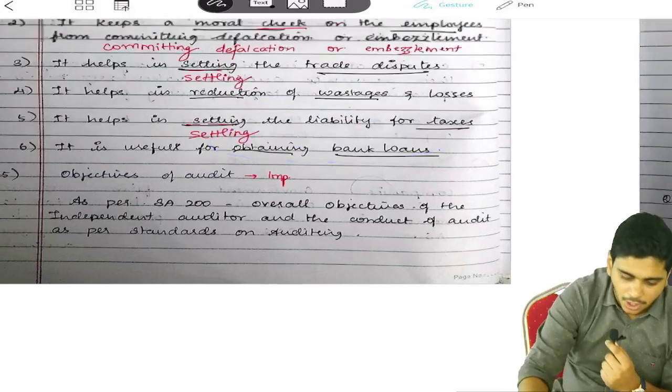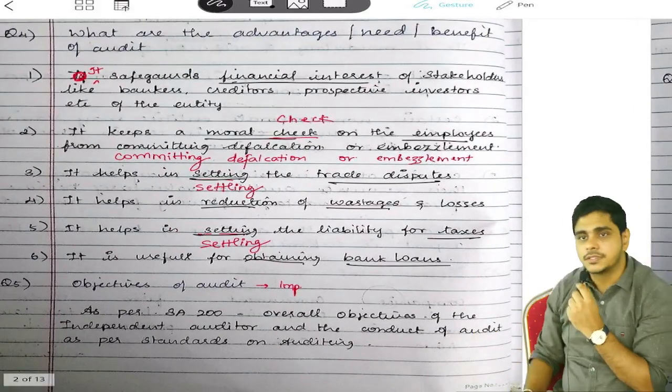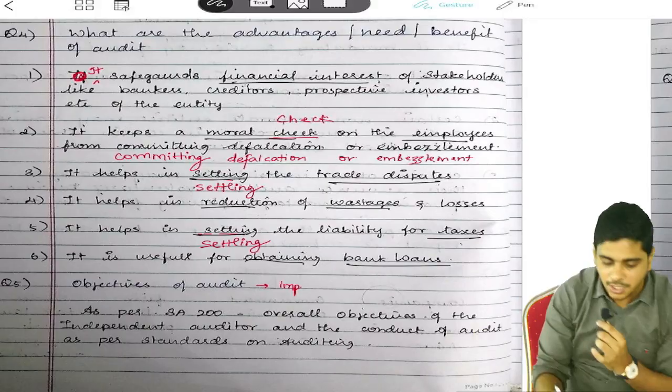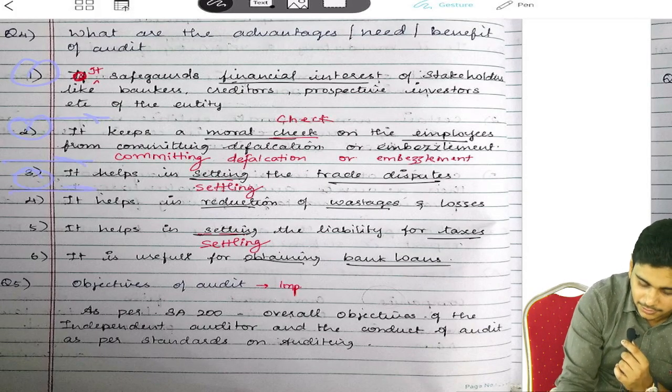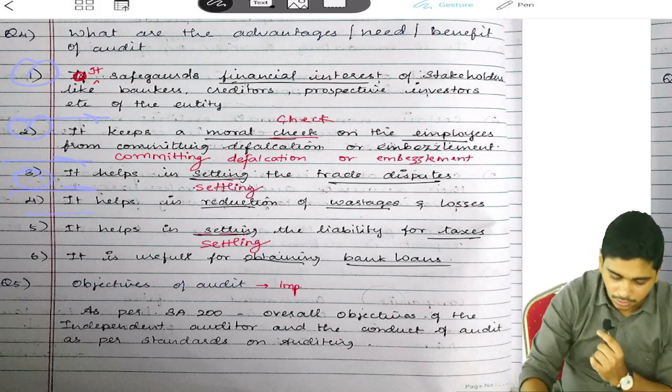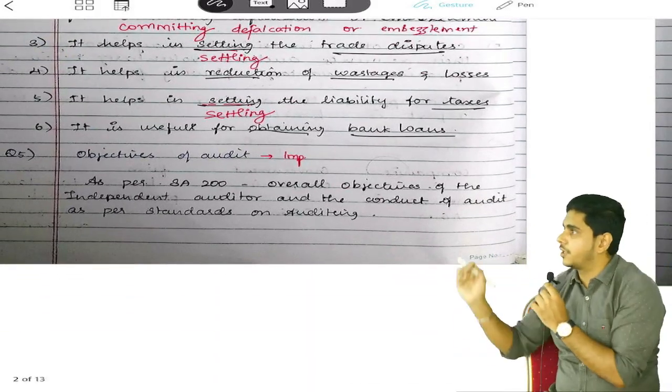Understood? See how many points I have written? Six. There is a 3-mark answer and a 4-mark answer. Understand the presentation, write the numbers. Leave one line in between. Now, from question number 5, your actual answer starts.